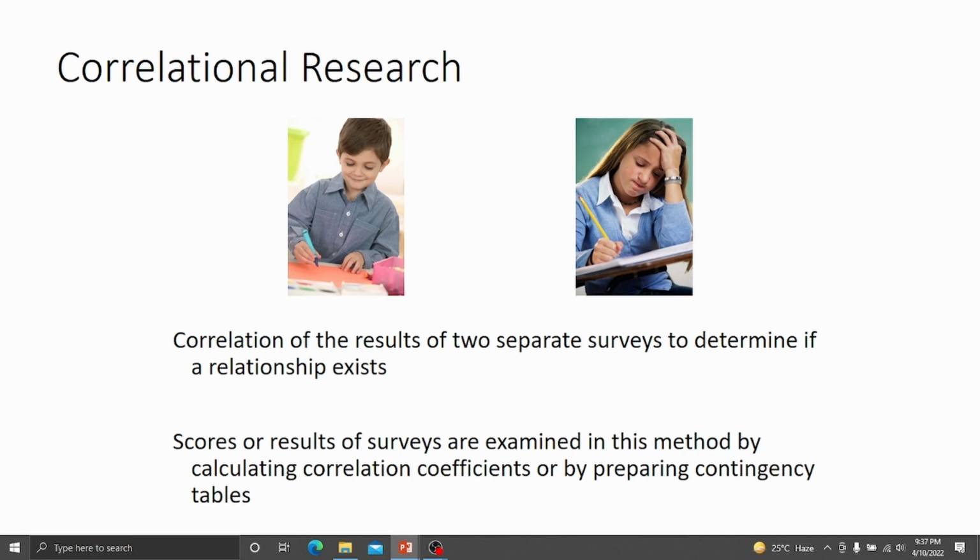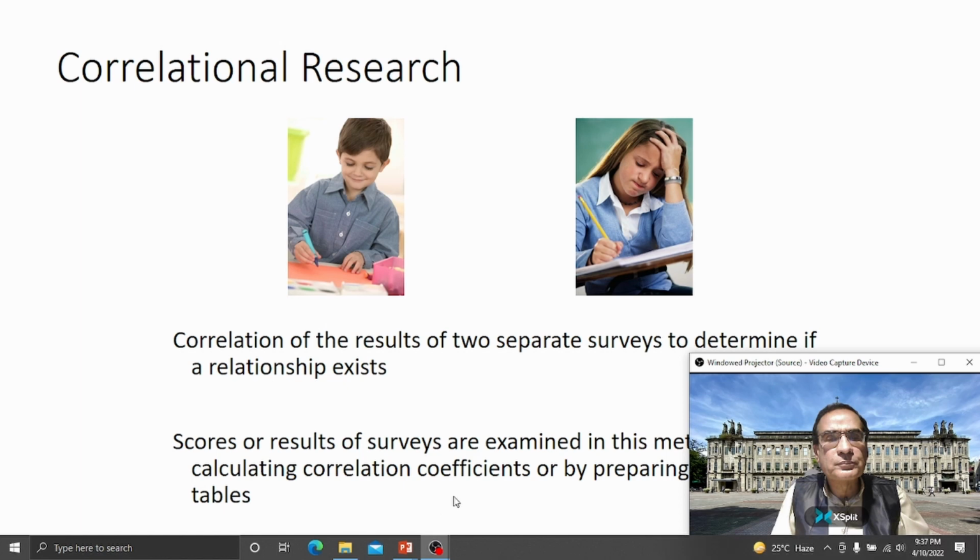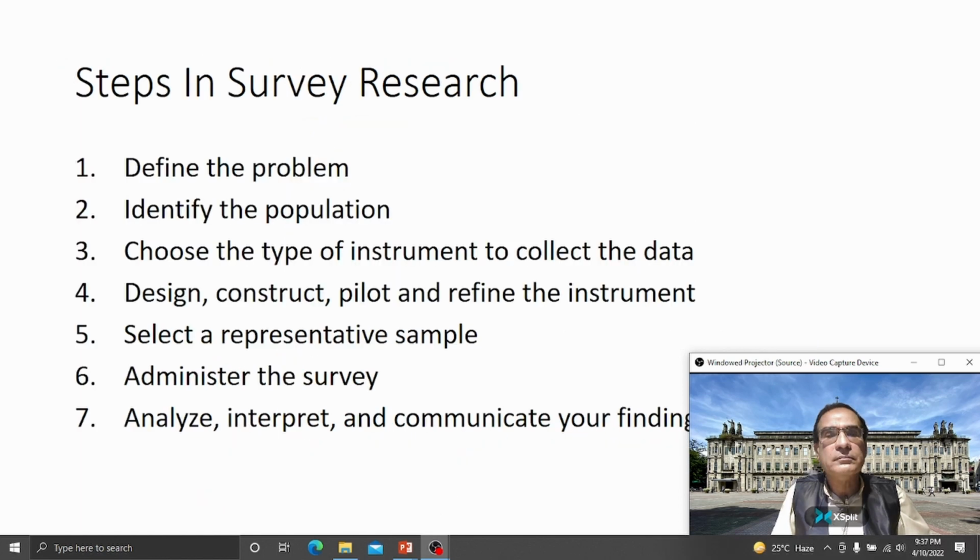So this is correlation. I have another lecture about the survey. Now, I would like to discuss the steps in survey research.